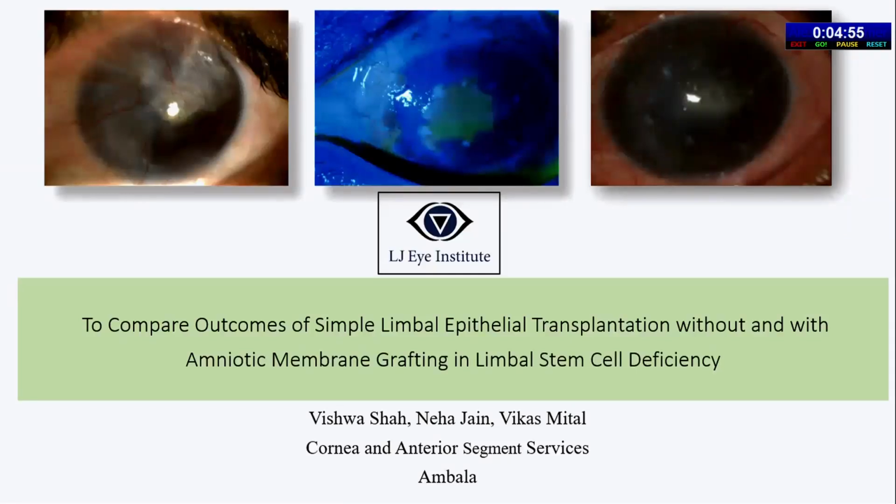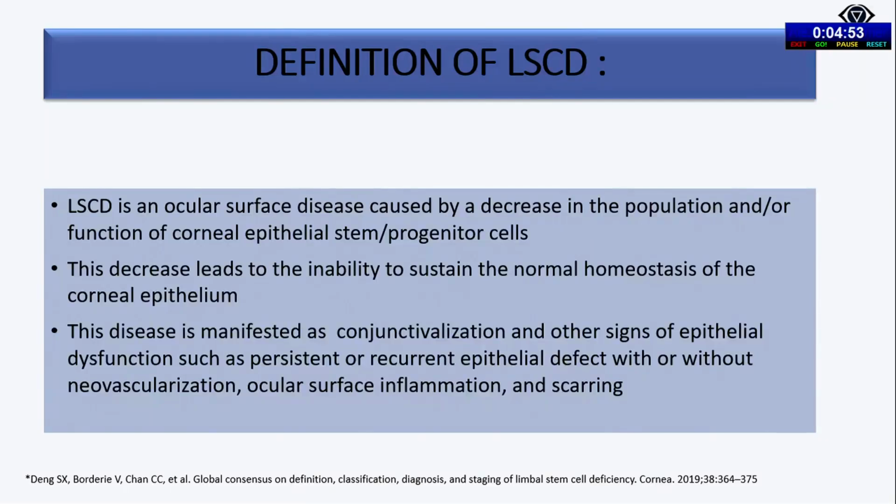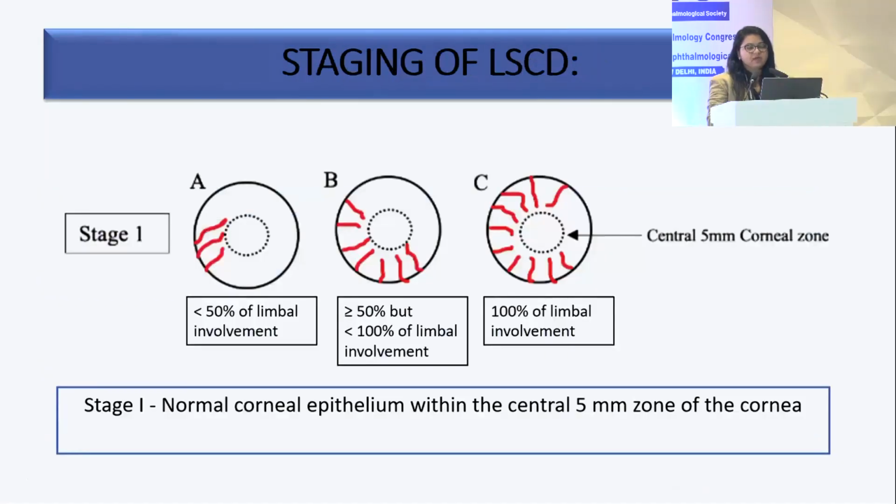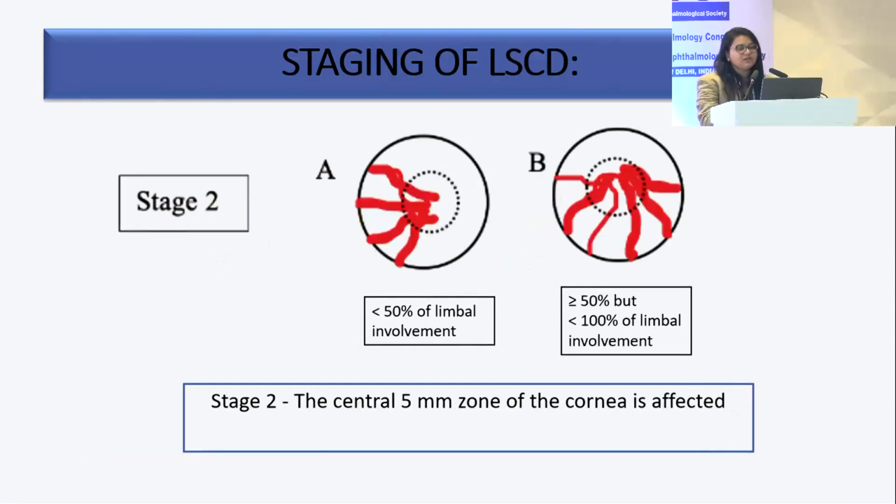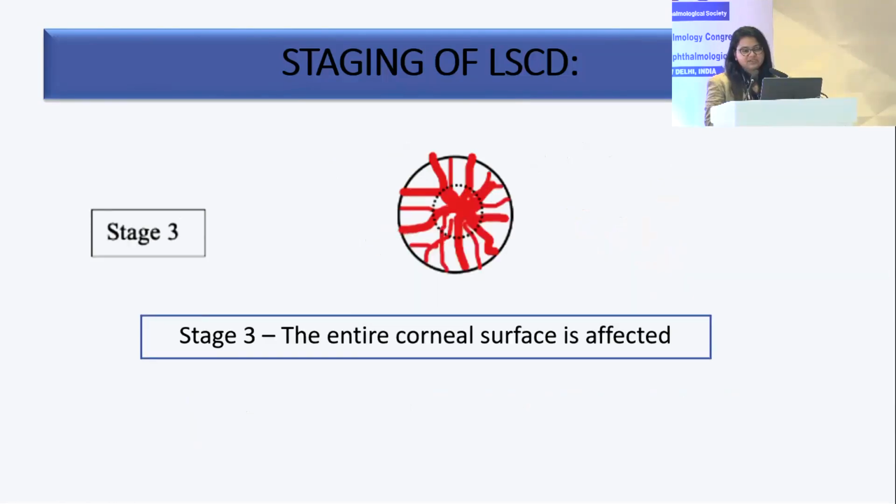Limbal stem cell deficiency, as we all know, is caused by a decrease in the population or function of corneal epithelial stem cells, which is important to sustain the normal homeostasis of the corneal epithelium. The staging of LSCD: in stage 1, the central 5 mm of the cornea is not involved. In stage 2, the central 5 mm of the cornea is involved, however limbal involvement is less than 100%, and in stage 3, the entire corneal surface is affected.